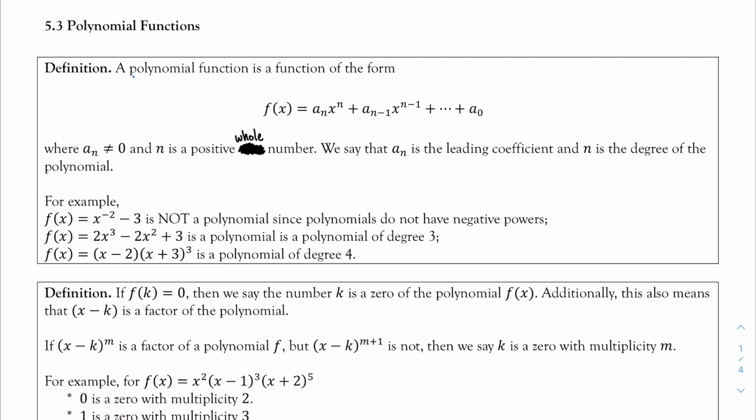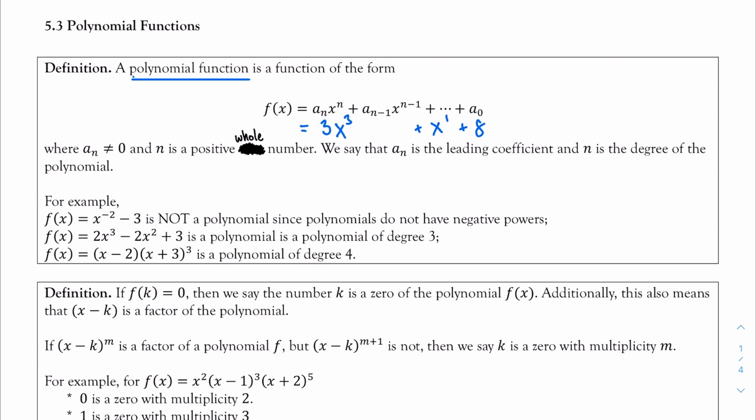So for our first definition, a polynomial function is a function that has this given form here: a sub n x to the n plus a sub n minus 1 x to the n minus 1, plus so on and so on. In other words, a polynomial is where I have coefficients and x to a positive power. For example, I could say I'm working with 3x to the 3rd power plus x to the 1 power plus 8. What I have here is a polynomial where my coefficients are non-zero and n is a positive whole number.